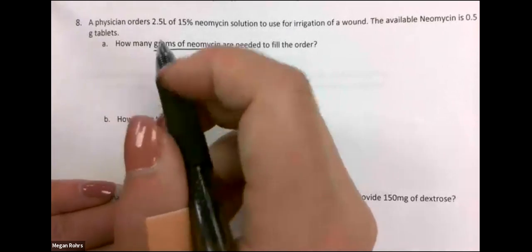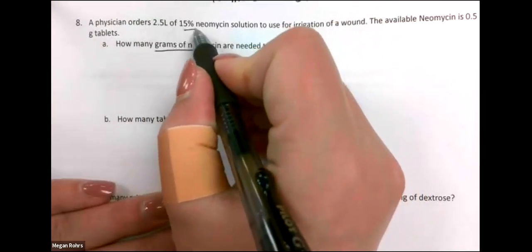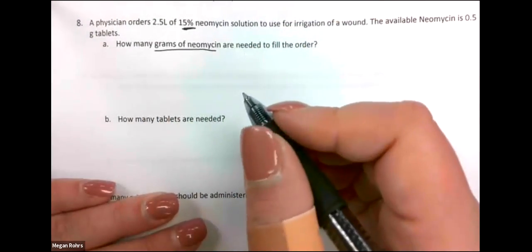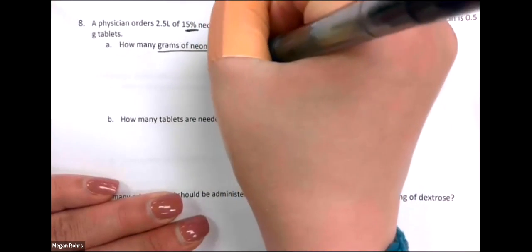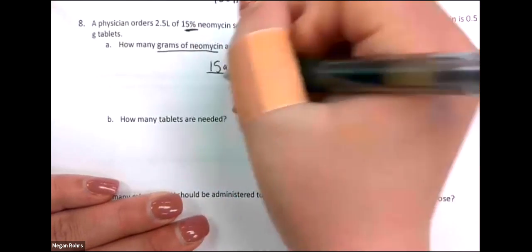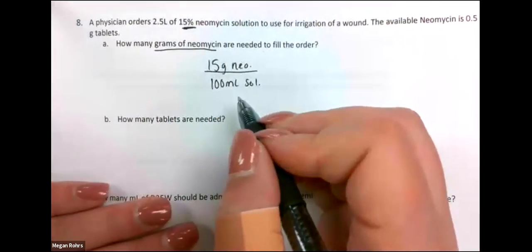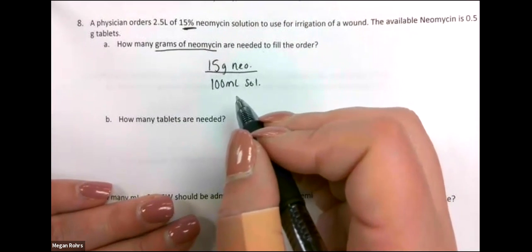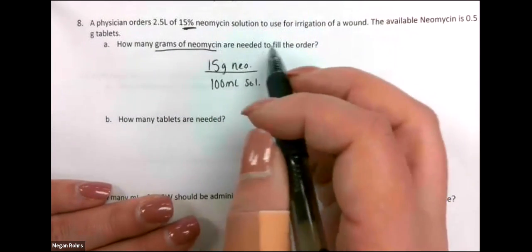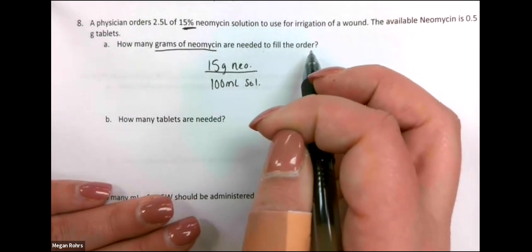What we need to know is our strength. We have a 15% solution. So start with that. We know that that means that there's 15 grams of neomycin in every 100 mils of solution. And we're looking for how many grams of neomycin are needed to fill the order.